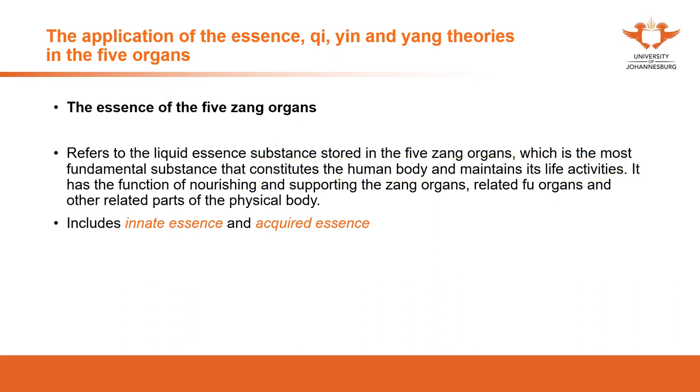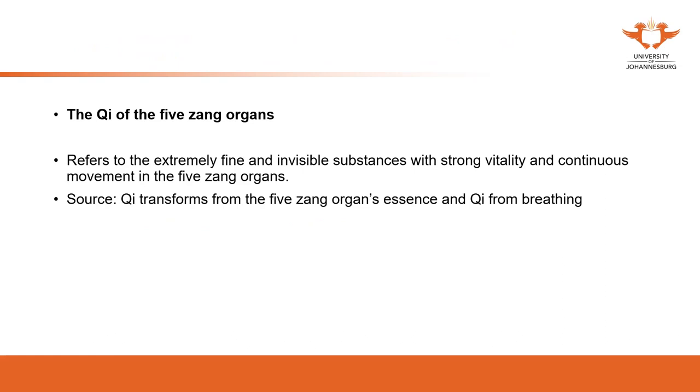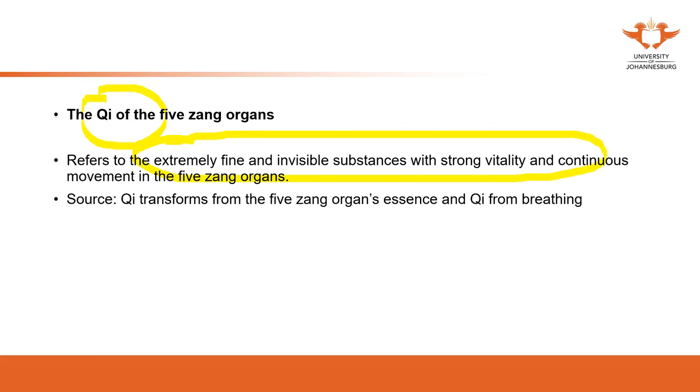So we need to clarify clearly the boundary of the axons, the different tones of the axons. The qi of five zang organs refers to the extremely fine invisible systems with strong vitality and continuous movements in the zang organs. This is very similar to the axons. The qi, as you can see from the definition, is very similar to the qi that we have introduced. The only difference is the area, the location where the qi takes place in the five zang organs.